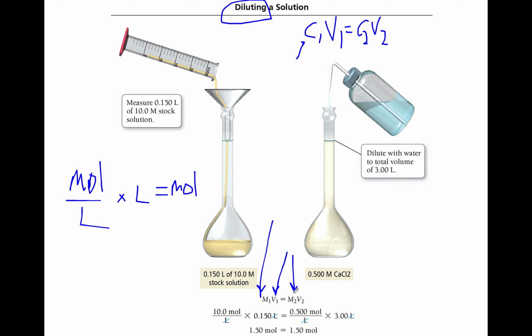So what you're saying when you say M1 V1 equals M2 V2 is that the moles of the solute equal the moles of the solute, which makes sense because remember, a dilution is adding more solvent, so the solute isn't changing. Okay, it goes from dark yellow to light yellow, not because the solute changes, but because you're adding more solvent. So this is the dilution equation, and the concept behind it, the moles are constant.